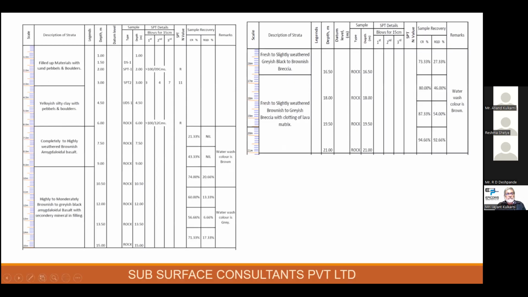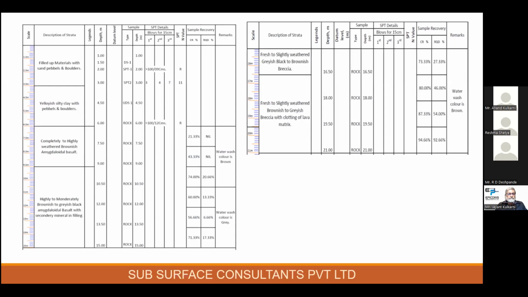This is a typical bore log. You can see that the rock starts at around 6 meters, and most of it is completely weathered rock with a nil RQD up to 9 meter depth. Only after 9 meters does the RQD build up and core recovery crosses 75, 74, 60. Basically, it crosses 50%, I would say. So this is where the pile would possibly go and probably get terminated.